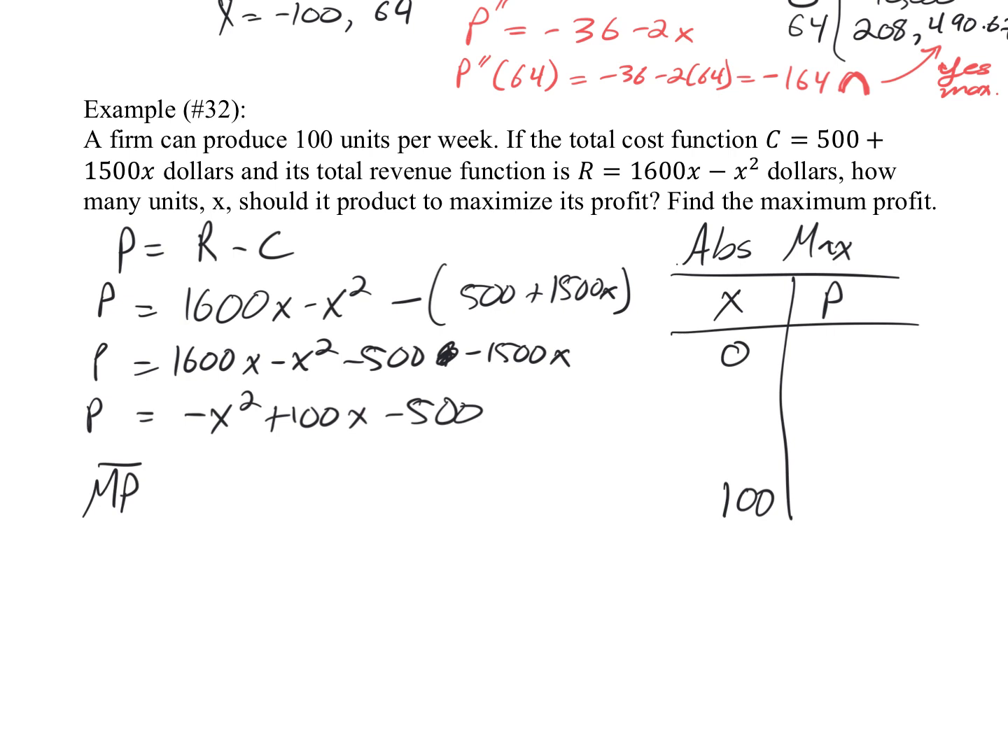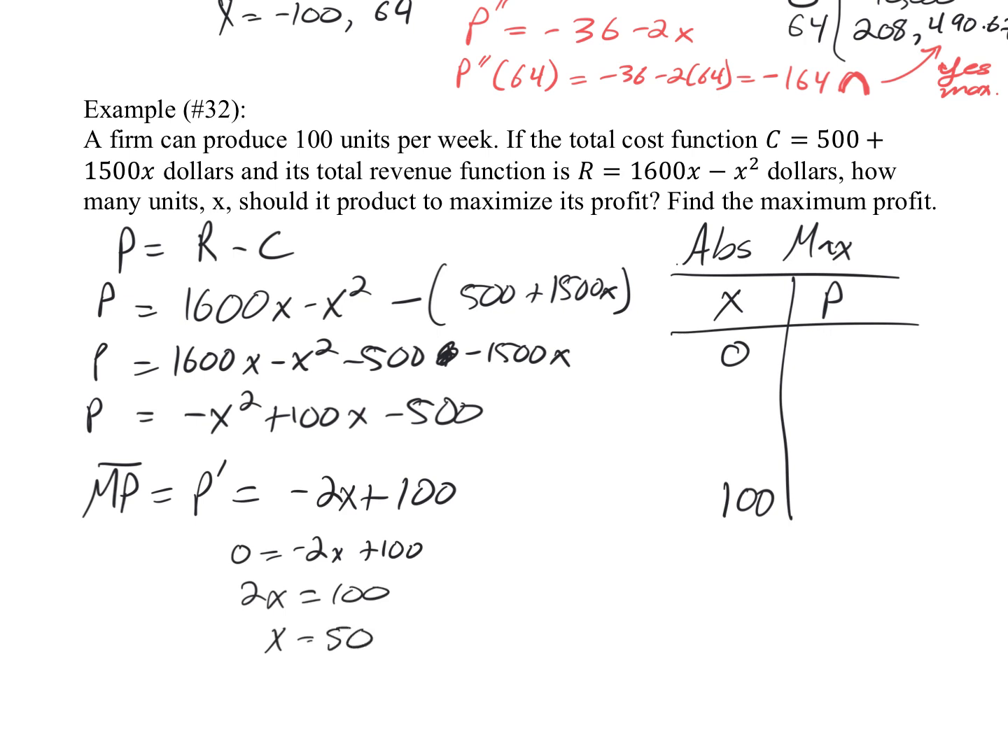So don't do anything more with a profit function. You need to think about your marginal profit, which is your first derivative of your profit function. This is negative 2x plus 100. Now, if your marginal profit equals 0, this gives you critical values, which will in turn be locations where you might have minimums and maximums. Okay, so 0 equals negative 2x plus 100. I'm going to add 2x to both sides. 2x equals 100. X is equal to 50. Okay, so this is a critical value.